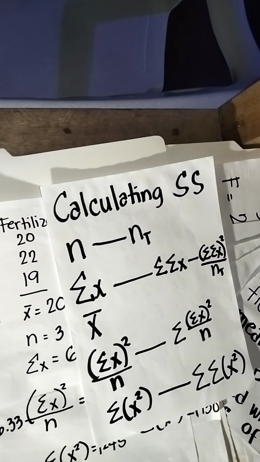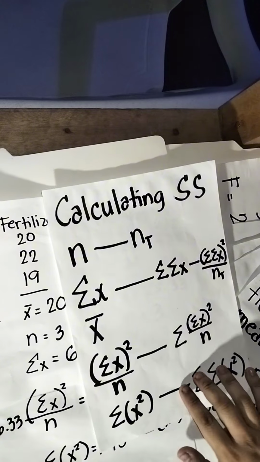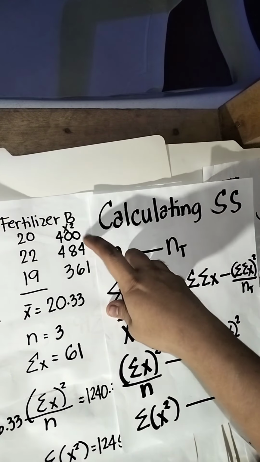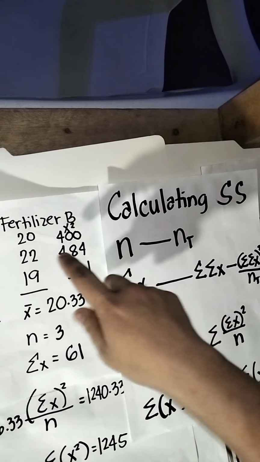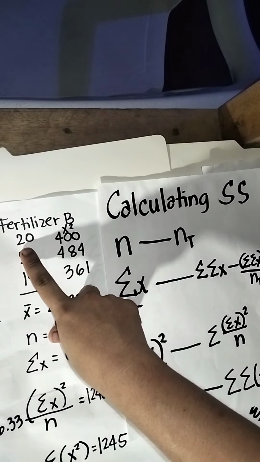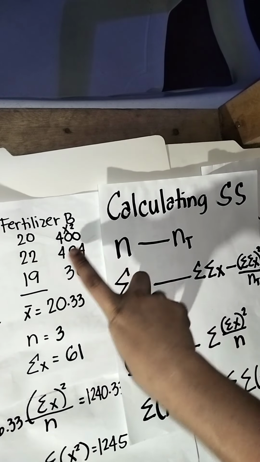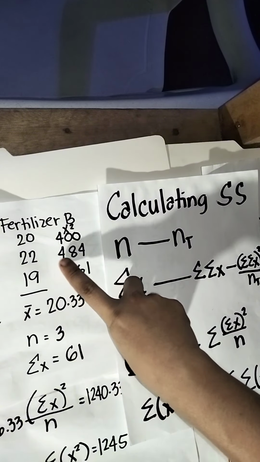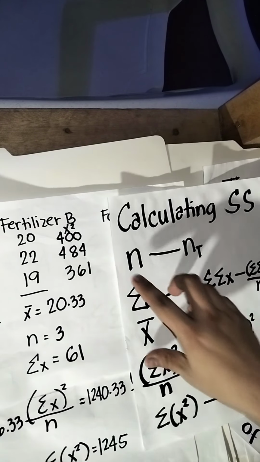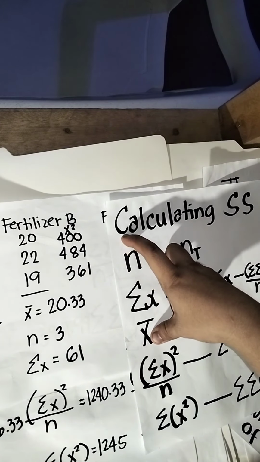Now, question: do we have here in our data set, in the data for fertilizer B, a value that is already raised to the power of 2? None. So therefore, here we will be having a different data. So we square our x. 20 raised to the power of 2 will be 400. 22 raised to the power of 2 will be 484. And 19 raised to the power of 2 will be 361.